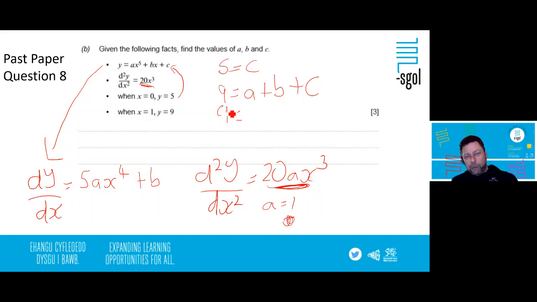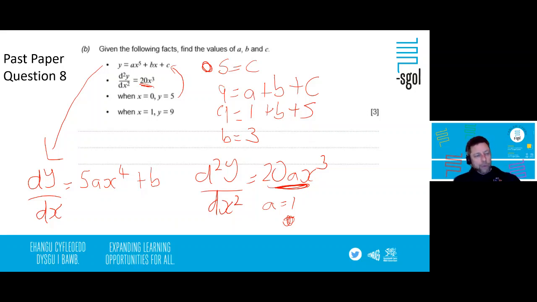So I've got 9 equals 1 plus b plus 5, that I got from here, that c equals 5. So I now got 9 equals b plus 6. That makes b equals 3. I have another question if you like that later that I'll give you more chance to practice yourself.